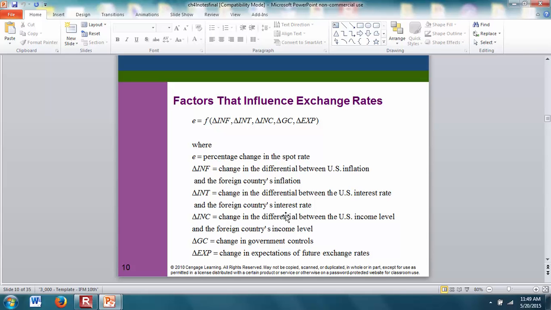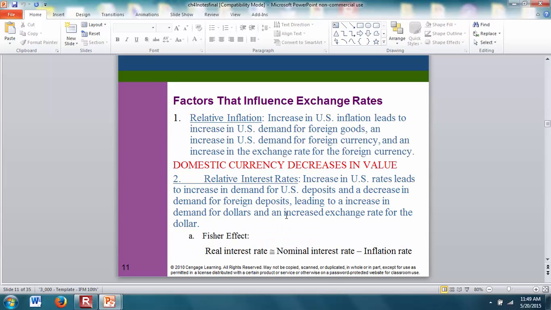One thing you have to realize is that all the variables are looking at the difference between the two countries. So inflation in the US minus inflation in the UK, interest rate in the US minus the interest rate in the UK, the income in the US minus the income in the foreign country, that is the UK, and then we have change in government controls and change in expectations. And delta is the change in this variable. So we are taking the difference and looking at the changes in this difference.